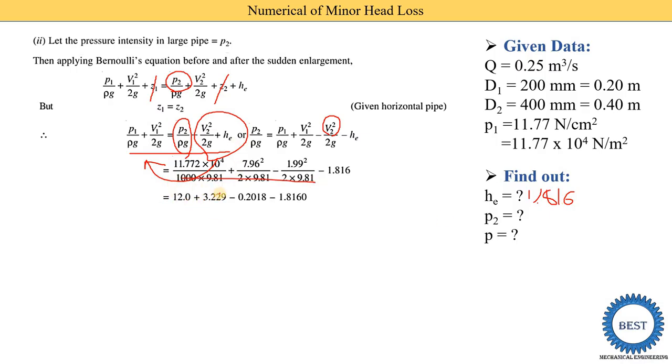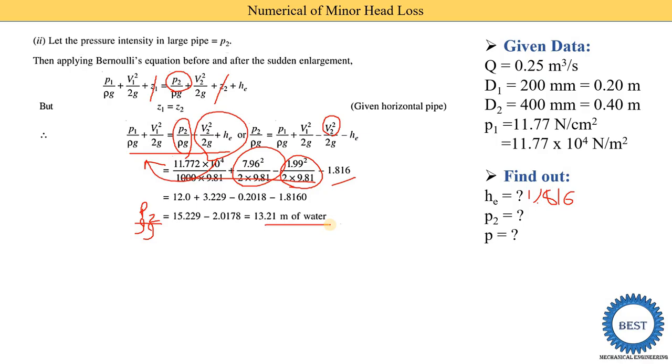So we put this value in this equation and simplify it. This term is equal to 12, this is 3.229, this is 0.209, and this is minus 1.816. Further we simplify, then we get the answer: P2 upon rho g is equal to 13.21 meter of water.